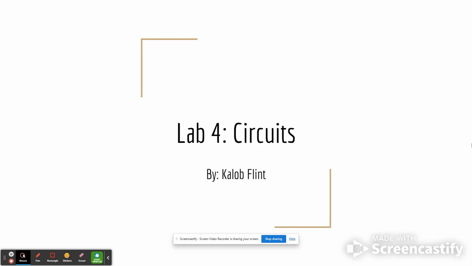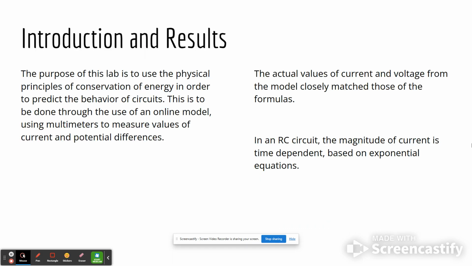This is my lab for circuits for physics 2. For the introduction, the purpose of this lab is to use the physical principles of conservation of energy in order to predict the behavior of circuits. This is to be done through the use of an online model using multimeters to measure values of current and potential differences. For the results, the actual values of current and voltage from the model closely match those of the formulas. And in an RC circuit, the magnitude of current is time dependent based on exponential equations.